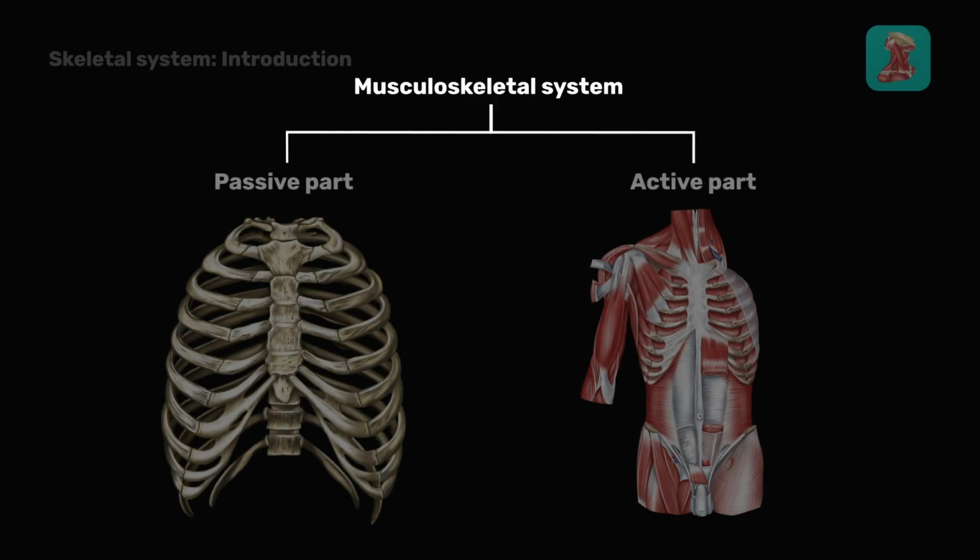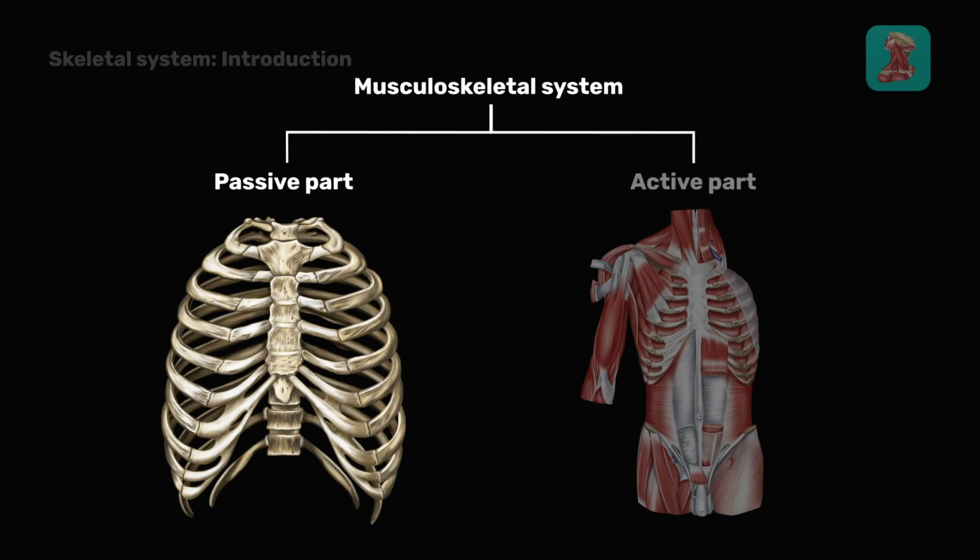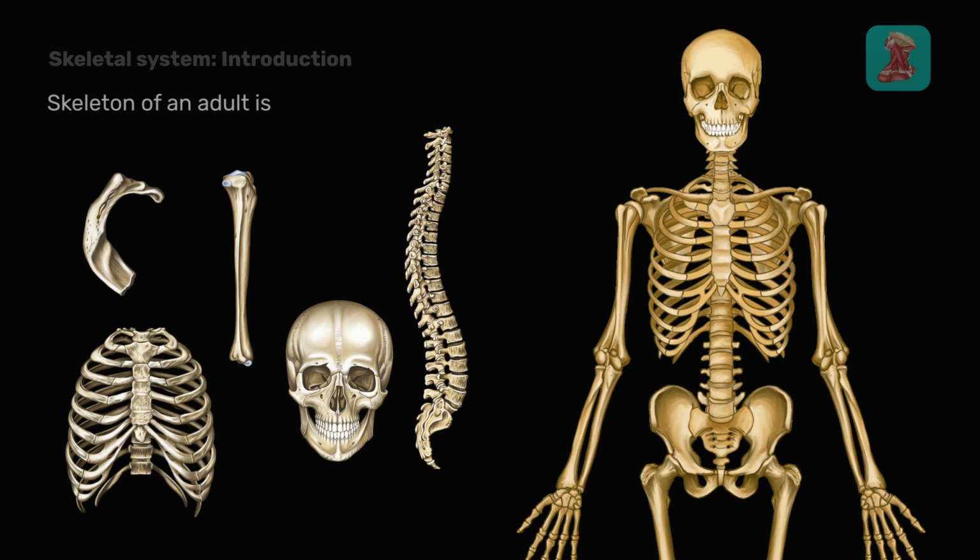The musculoskeletal system consists of two parts. The passive part, consisting of bones that are connected to each other in various ways, and the active part, consisting of muscles that provide motion to the bones. The skeleton of an adult is made up of 206 to 208 bones. This amount depends on the individual anatomical features.